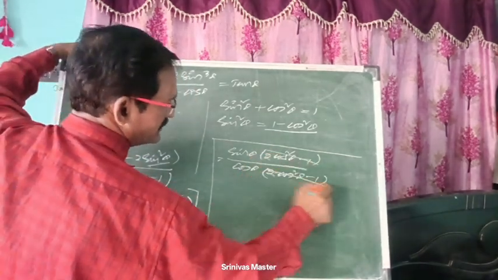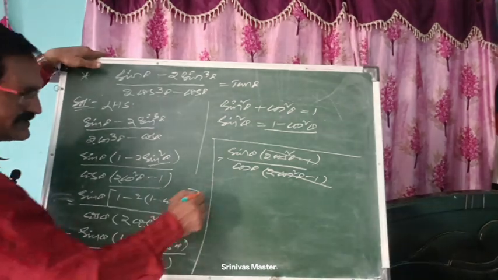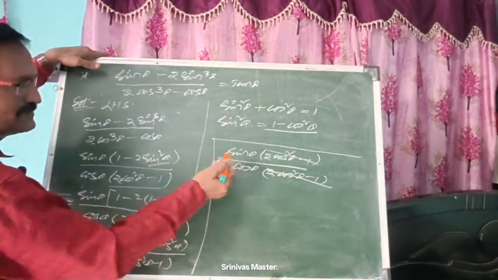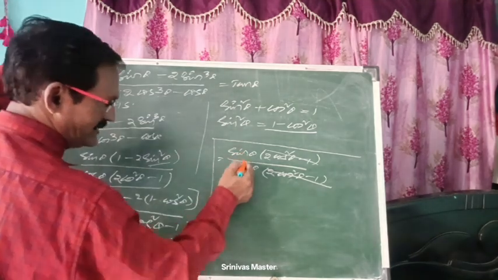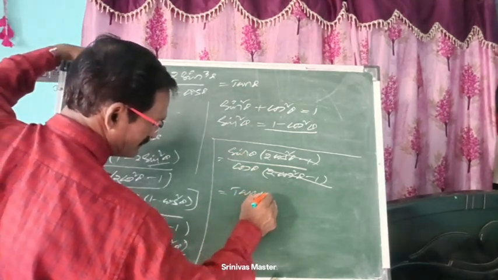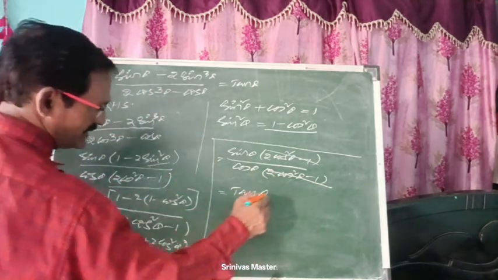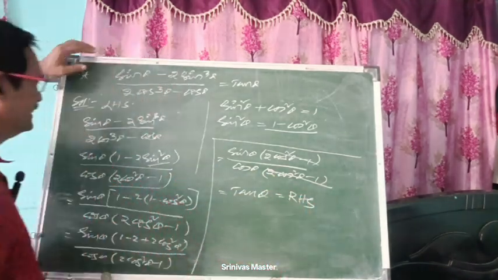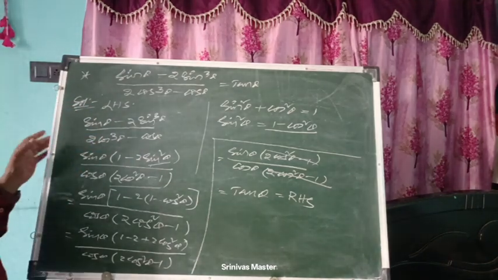2 cos square theta minus 1 and 2 cos square theta minus 1 both will be cancelled. What is the remaining term? Sin by cos. Sin by cos means tan theta, you know that. So sin theta by cos theta equals tan theta, which gives the RHS. Hence, we can say that LHS is equal to RHS.